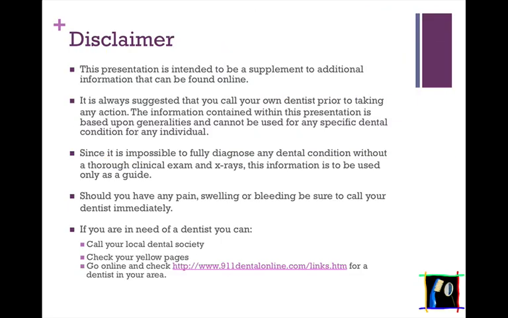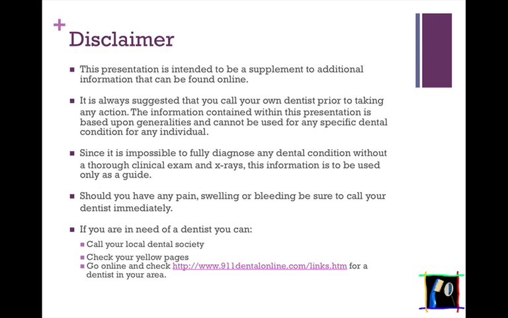Now, what's very important is for you to understand the following disclaimer. This presentation is intended to be a supplement to any additional information you can find online or in reality offline. It is also suggested that you call your own dentist prior to taking any action. These various videos are really intended to help you in case you can't get your dentist on the phone. Now, the information contained within this presentation is based upon generalities and therefore cannot be used for any specific condition for any particular individual. Since it's impossible to fully diagnose any dental condition without a thorough clinical exam and x-rays, this information is to be used only as a guide.